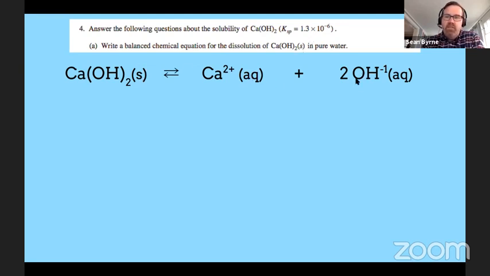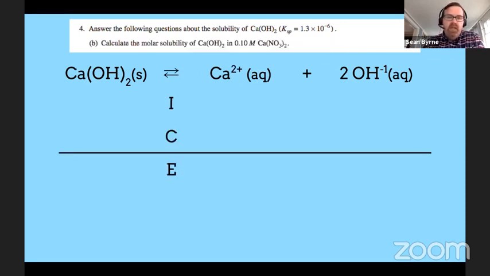Okay, as it's listed here, but then both of these would be aqueous. So a really essential part of solving the rest of this problem is being able to show this equation. So a good place to start. Then to calculate the molar solubility, we're going to have to do an ICE table.